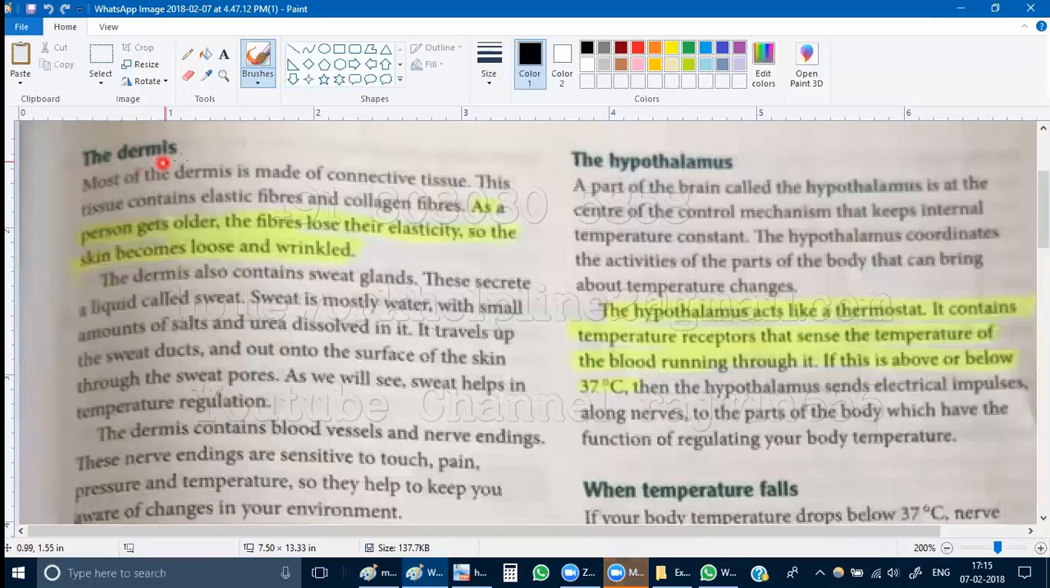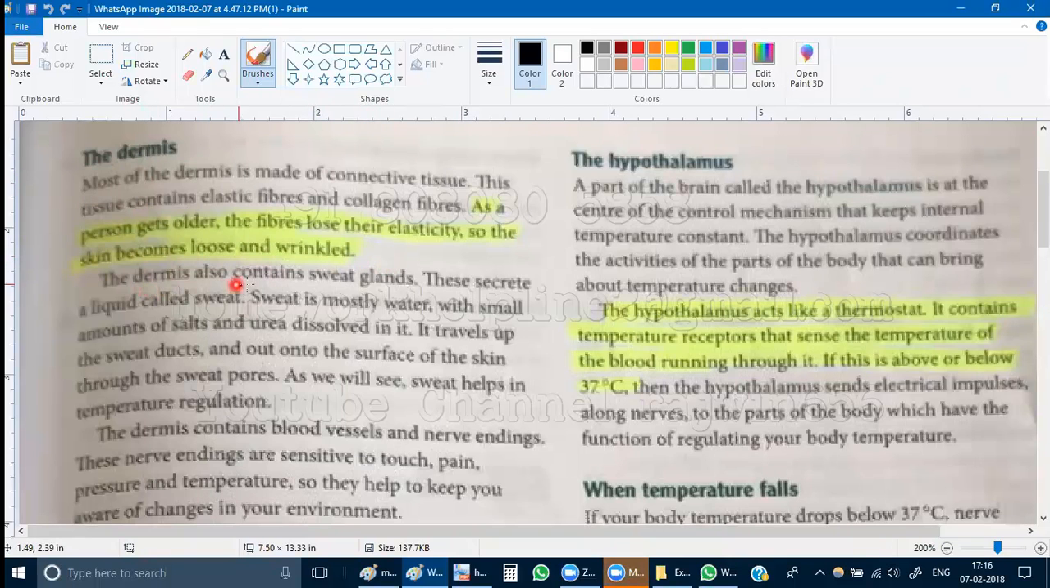Now the dermis, this is the second layer of the skin, which is alive. Most of the dermis is made up of connective tissue. So these are the living cells. This tissue contains elastic fibers and collagen fibers. As the person gets older, the fibers lose their elasticity. So the skin becomes loose and wrinkled. This is for old persons.